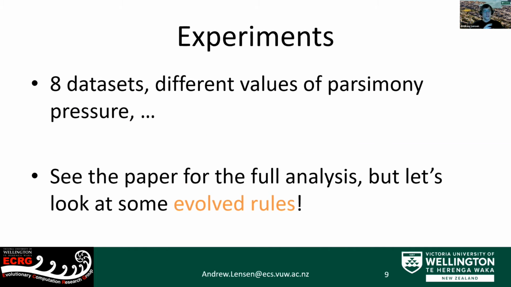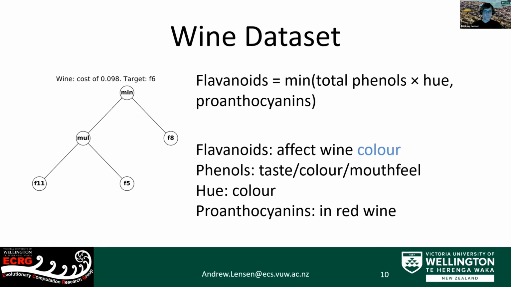In the paper, we did a bunch of experiments with 8 data sets and different amounts of parsimony pressure. But again, because it's a short talk, we just look at some examples of the rules or the relationships that we found in this talk. So the wine data set, I'm sure you are all somewhat familiar with it. You've got 13 features, and the data set is used to categorize different types of wine. Obviously, it's a fairly simple data set, but it's a nice toy data set to show you how this might work. So this is our evolved tree here, and this is actually corresponding to this feature relationship here.